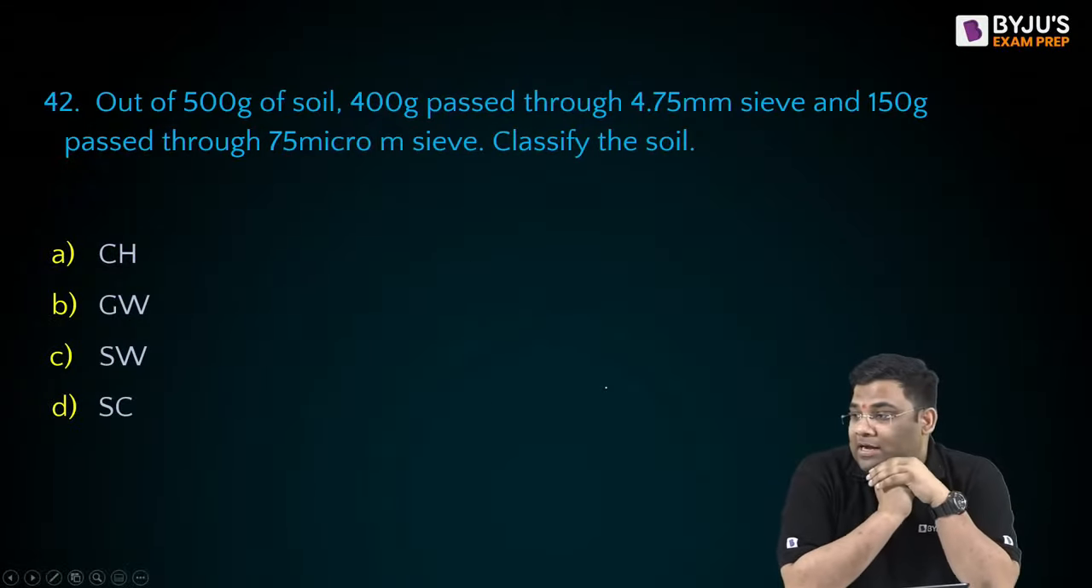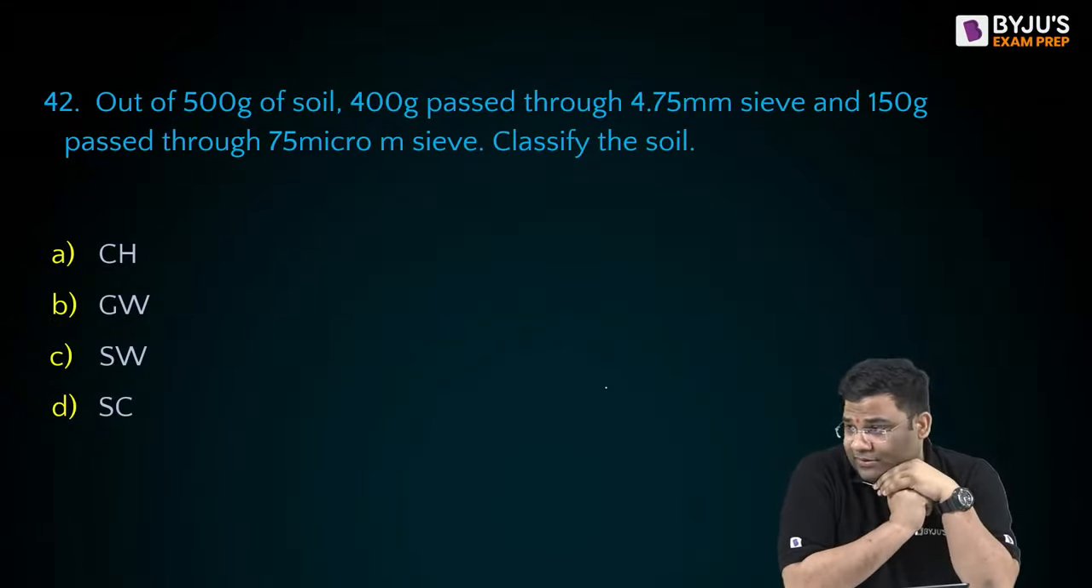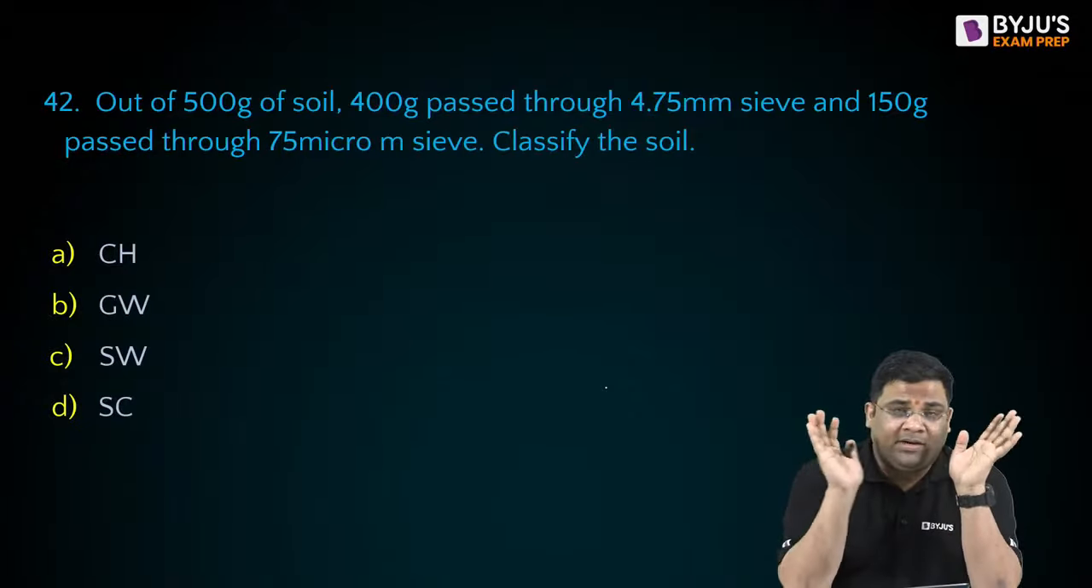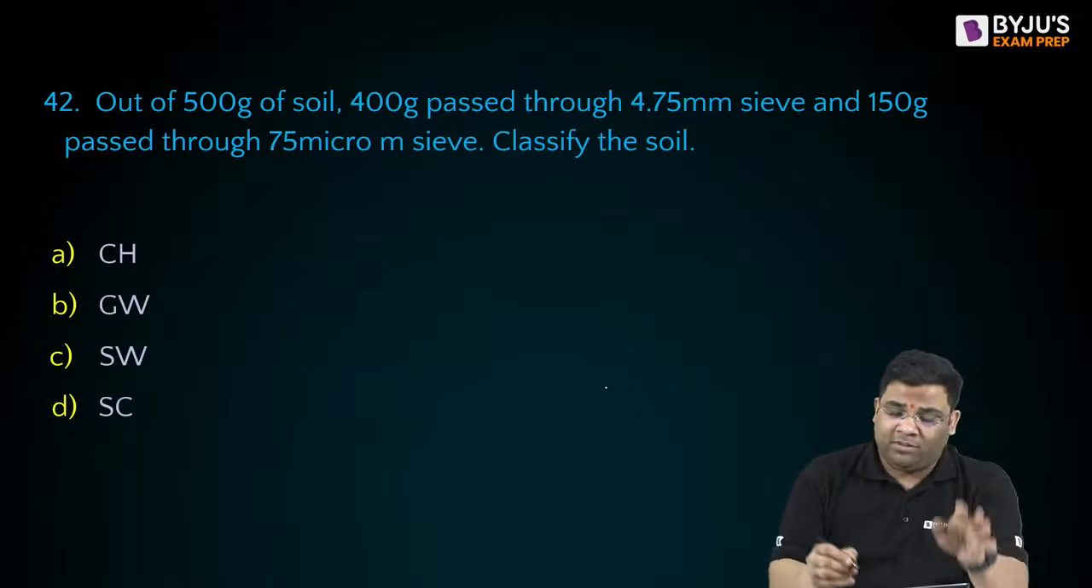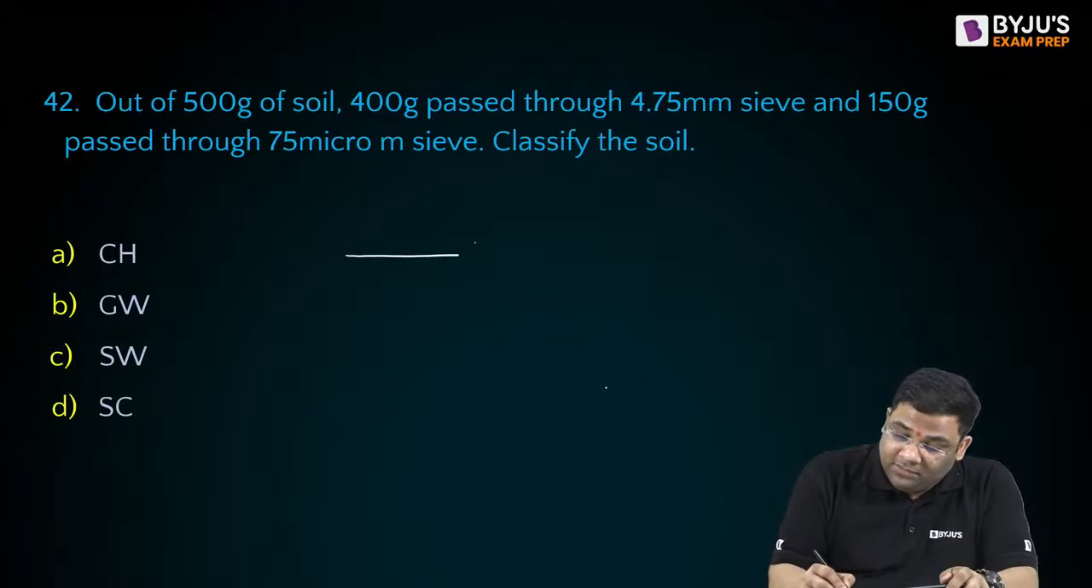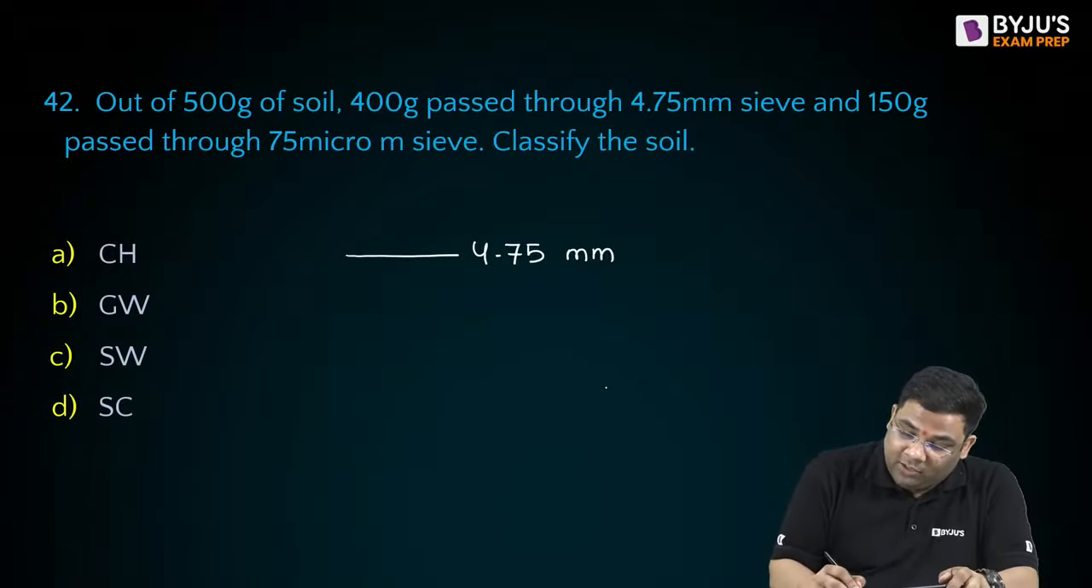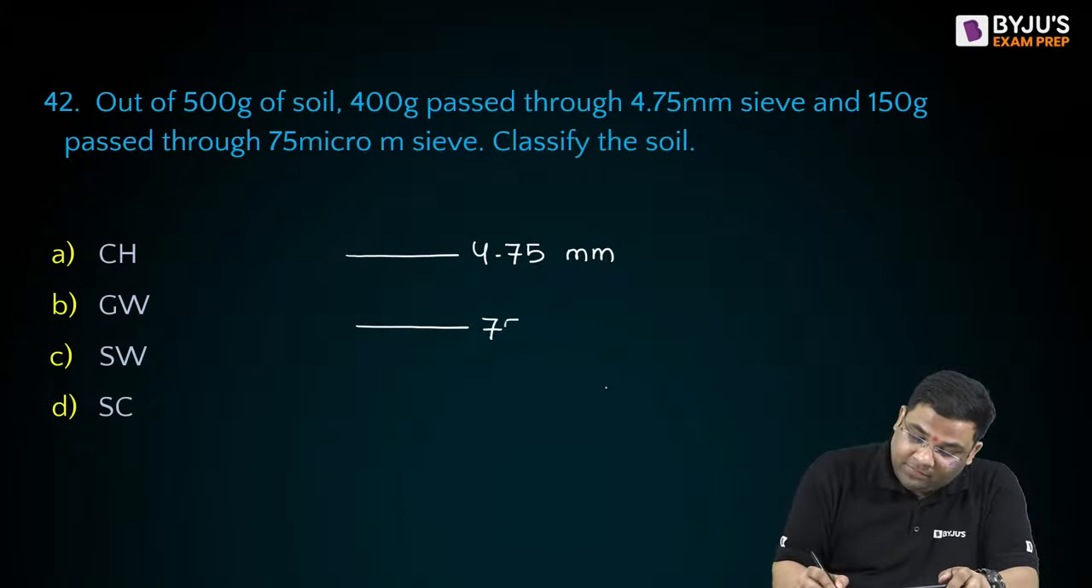Now the answer. Out of 500, some people answered C. Okay, it's a very tough question. Not very tough, but let's solve this question. You see, this is the 4.75 mm sieve, and this is how much? This is the 75 micron sieve. Okay, micrometer.